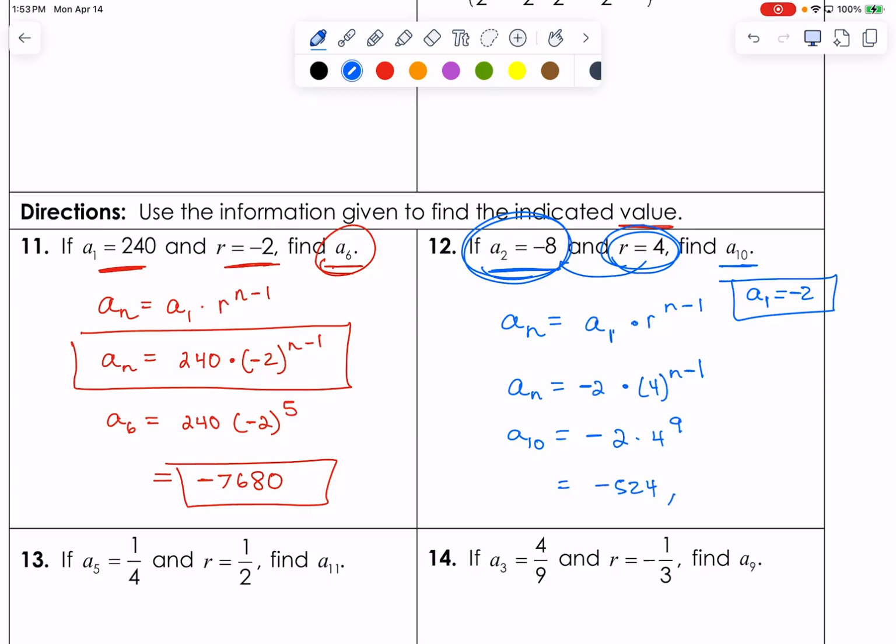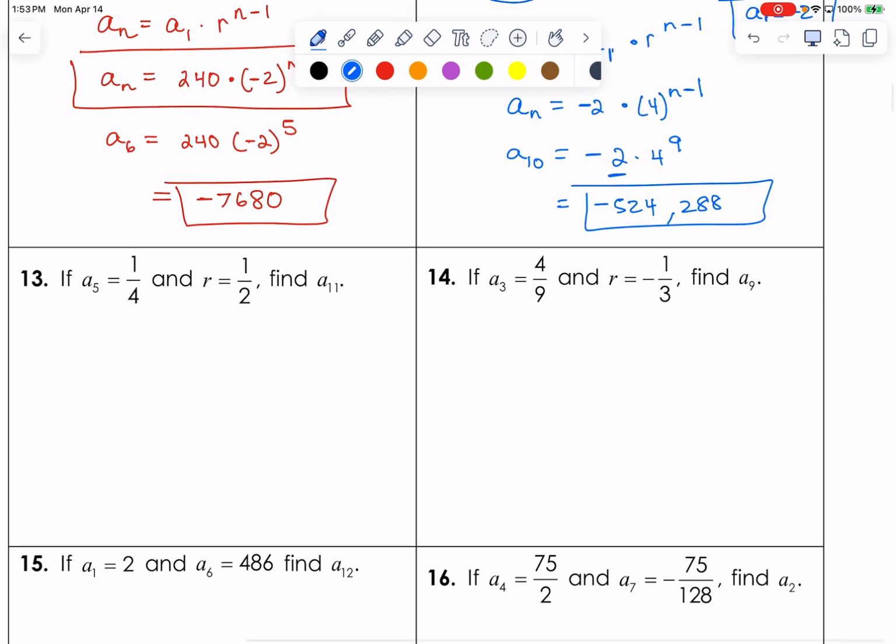I got negative 524,288. Yep. 524,288. I keep putting it in the wrong spot. I know. Try the next one on your own. So a sub 1 always goes out front. Just do the power first. I did it wrong both times.